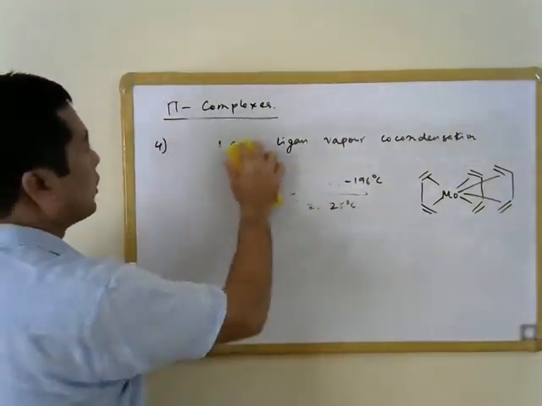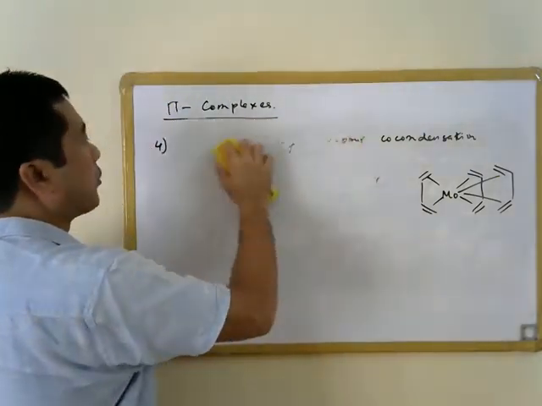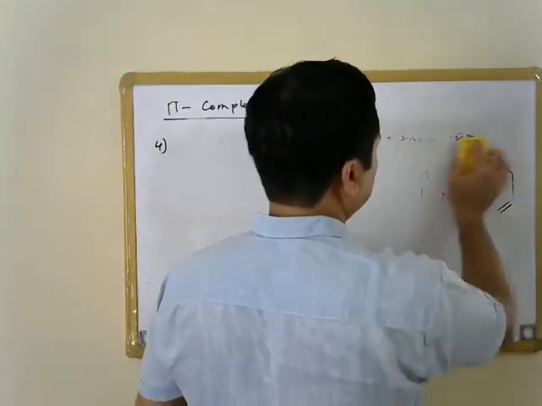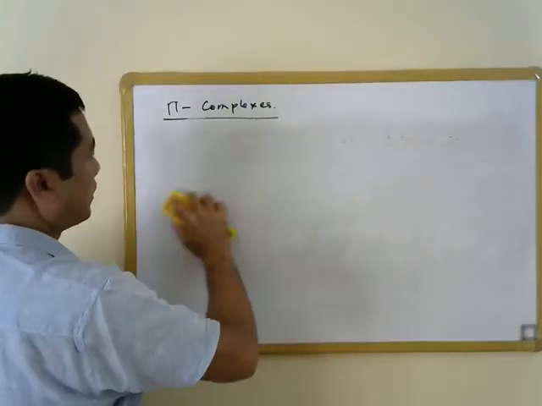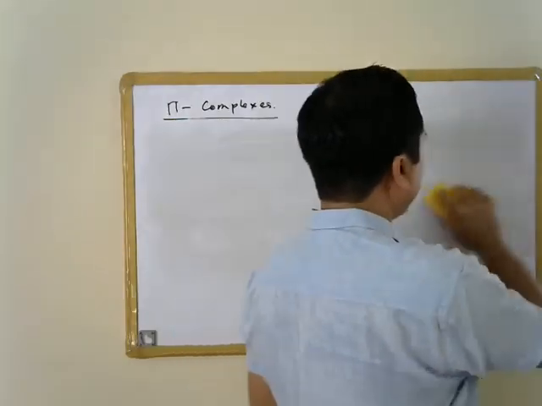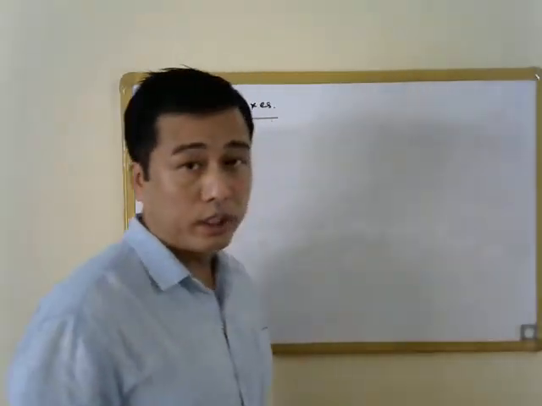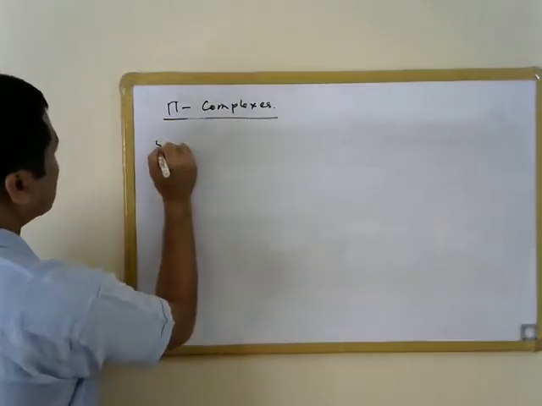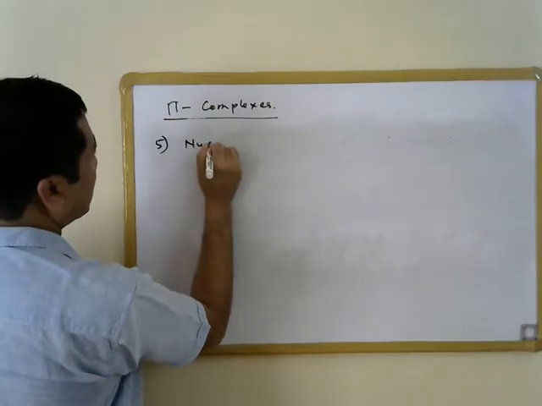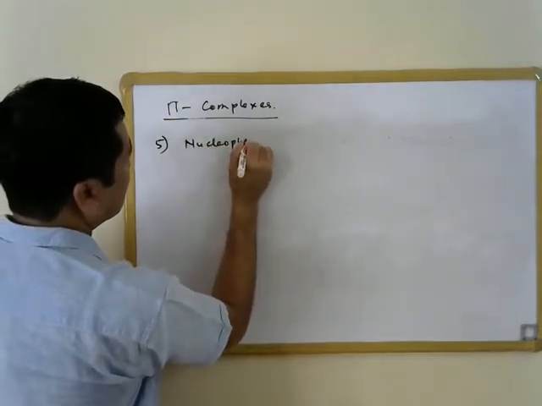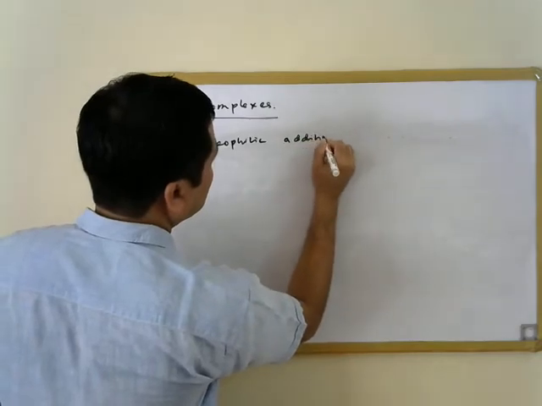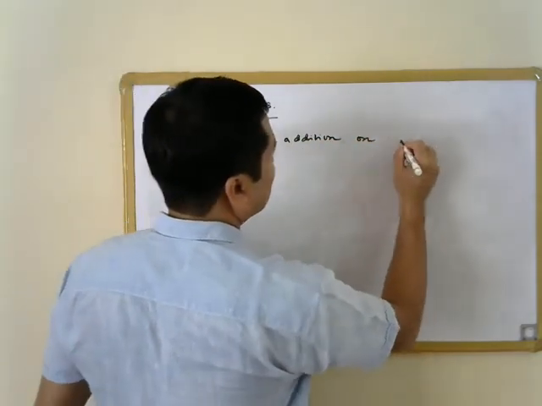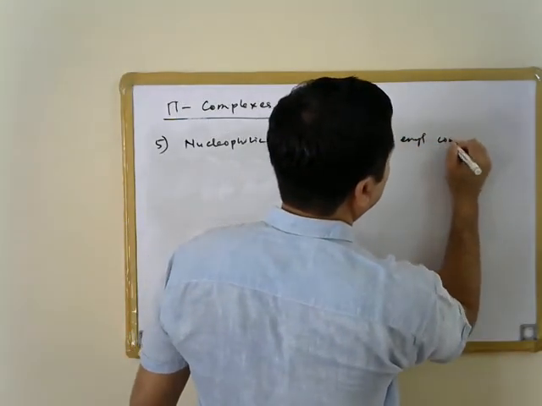There are a couple more approaches for preparation of metal olefin complexes, and the fifth method involves nucleophilic attack, that is nucleophilic addition, on enyl complexes.